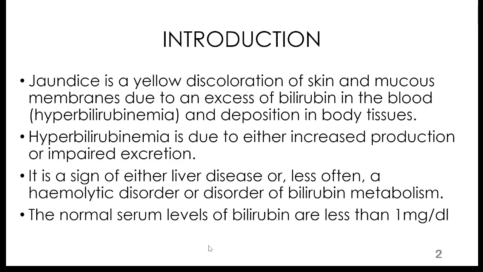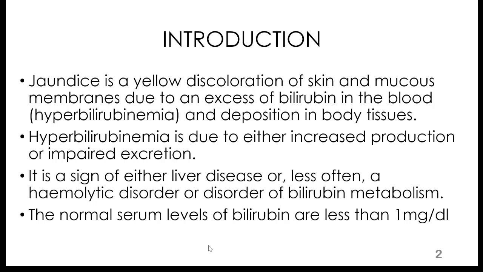So, jaundice is a yellowish discoloration of the skin and mucous membranes due to an excess of bilirubin in the blood and its deposition in body tissues. Hyperbilirubinemia is due to either increased production or impaired excretion of bilirubin. It's a sign of liver disease or a hemolytic disorder, when excess blood cells are destroyed in the body, due to a pathology or disorder of bilirubin metabolism.